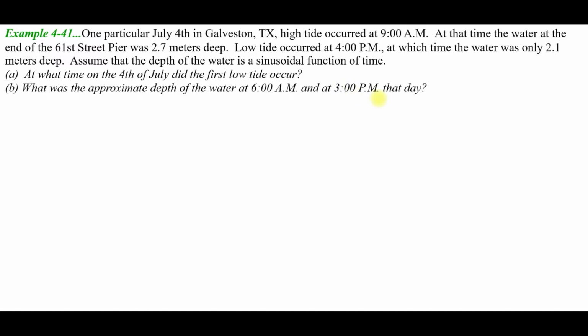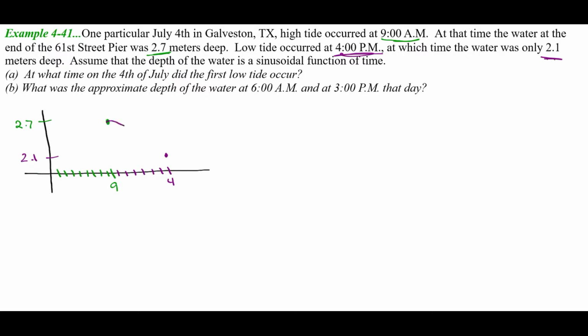So the first thing I want to do is come up with an equation to model this situation. The thing I'm going to do is sketch a graph. Our high tide occurred at 9 a.m. and was 2.7 meters deep. So at 9 a.m. we hit our maximum, which is 2.7. And then at 4 p.m. we hit low tide, which was 2.1. So this would be 4, and then that's going to be my minimum at 2.1.